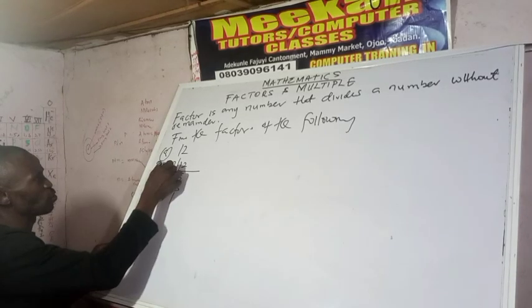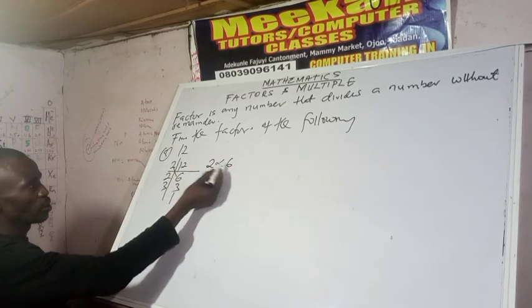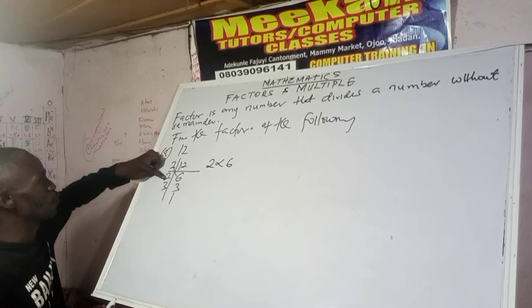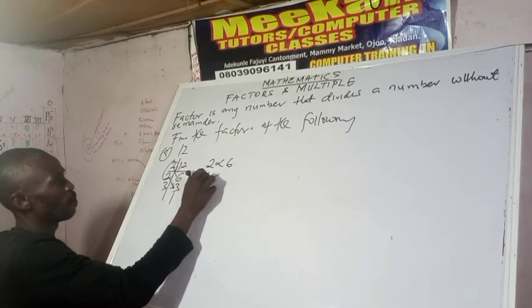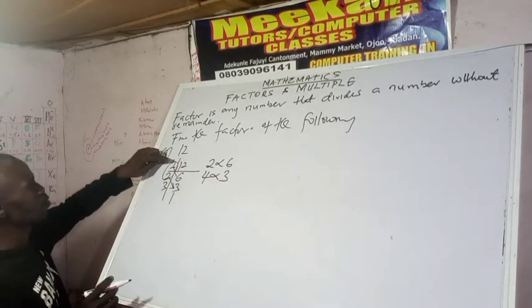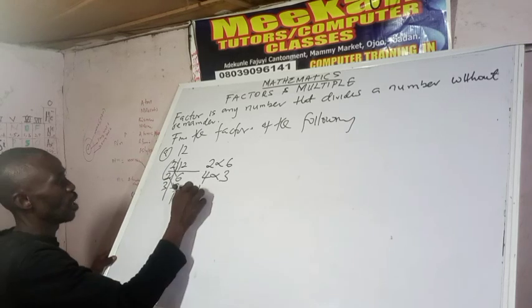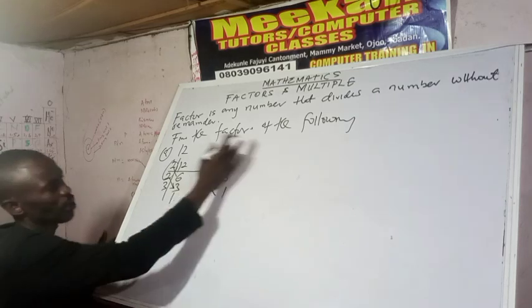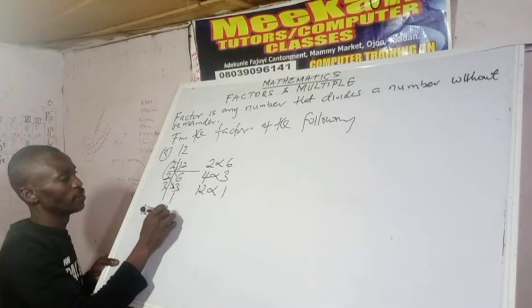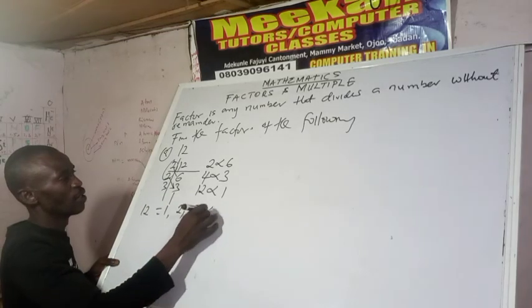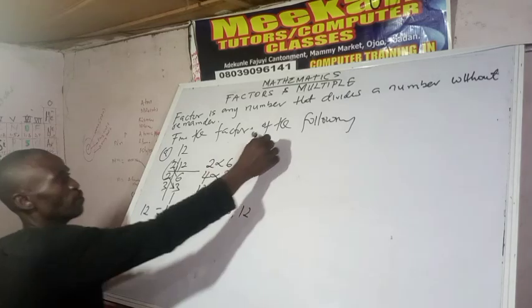The first factor here is 2 against 6. 2 times 6 is 12. The next one, 2 times 2 is 4, 4 against 3. 4 times 3 is 12. Then 12 against 1. So you can write the factors of 12 in ascending order: 1, 2, 3, 4, 6, and 12. These are the factors.